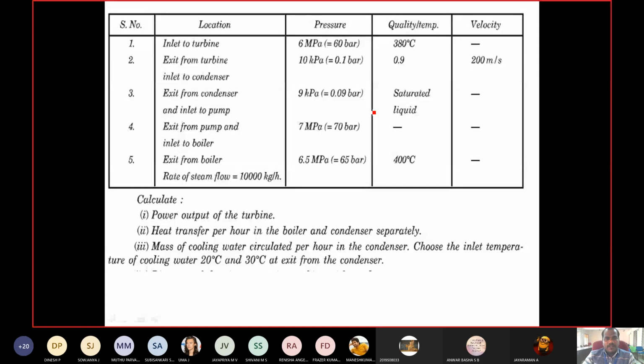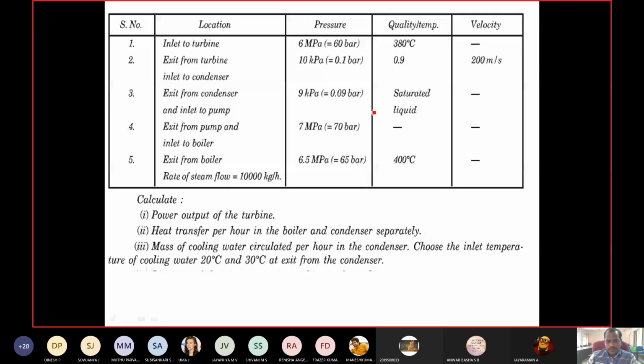Then we have the properties at the exit from the condenser: the pressure is 9 kilopascal, and the state is saturation, as you know. Then the exit from the pump pressure is 7 MPa. The exit from the boiler pressure is 6.5 MPa and temperature is 400 degrees Celsius. Also they gave the rate of flow: steam flow is 10,000 kg per hour. So we can take this rate of steam flow as m, the mass flow rate.